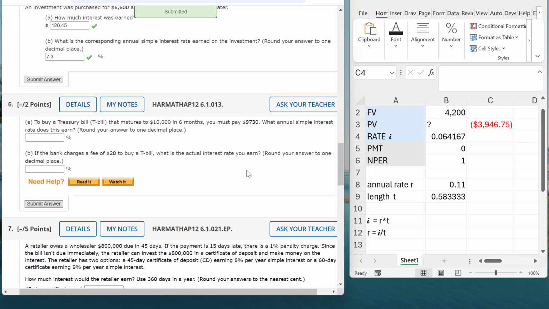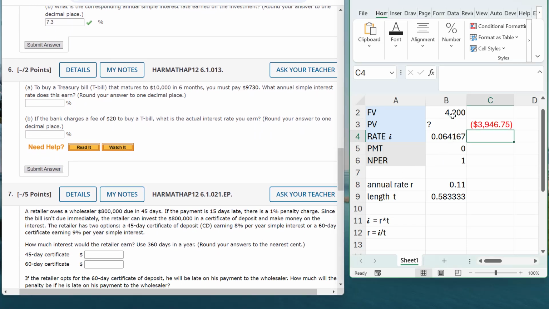Okay, let's try this one, number 6. To buy a treasury bill that matures to $10,000, that's the future value, in 6 months, that's the length of time, 6 out of 12, you have to pay $9,730. So it's leaving your pocket. Let's make it negative $9,730. What annual simple interest rate does this earn? So we're looking for this interest rate.